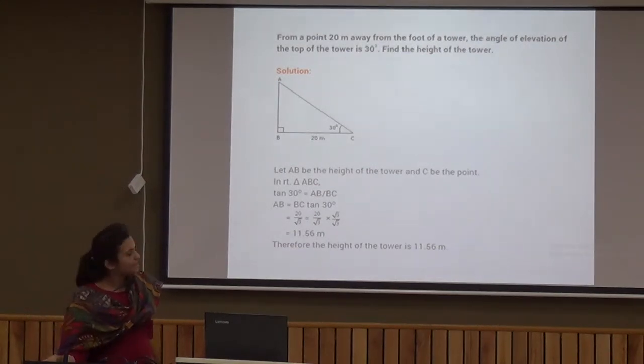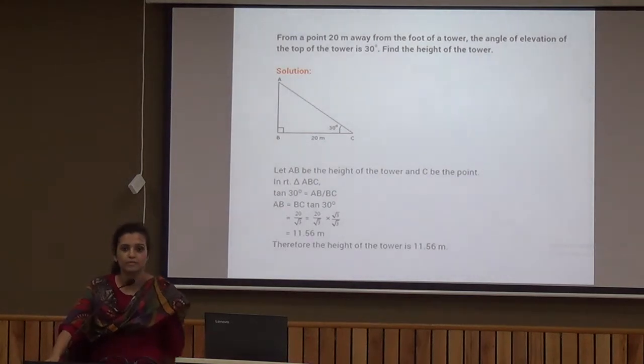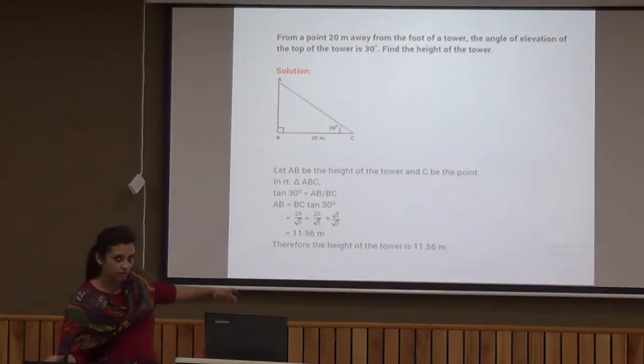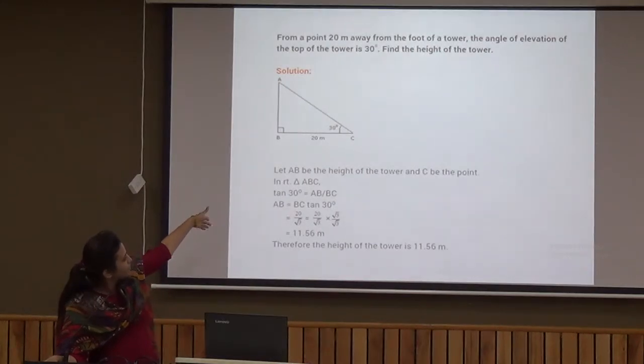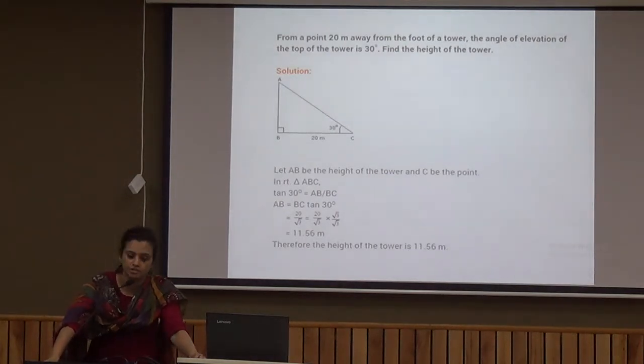So let's read. Let AB be the height of the tower and C be the point. In the right triangle ABC, tan 30. Now what is tan 30? It's going to be perpendicular upon base. Yes, here you got it right. The base is BC and the perpendicular is AB. So you get tan 30, 1 by root 3, is equal to AB upon 20, and AB is going to be 20 upon root 3. Now we cannot leave 20 upon root 3 like that. We need to rationalize, and putting in the value of root 3 you get 11.56 meters.